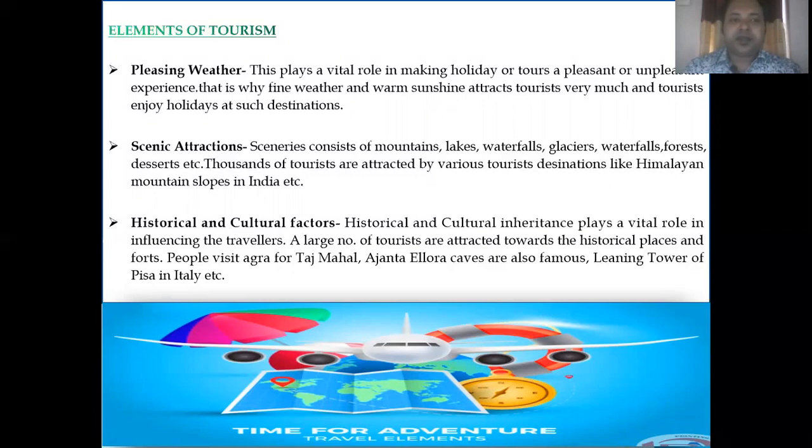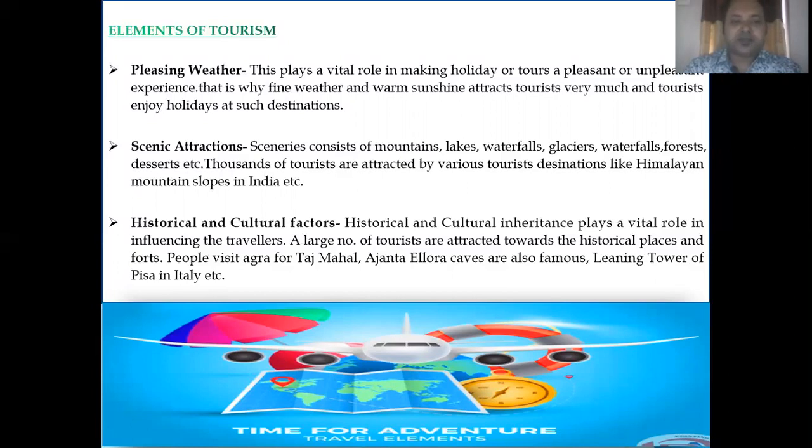Pleasing weather, scenic attraction, historical and cultural factors. Pleasing weather, from the very beginning of human civilization, has always been an important part of the tourism sector. Scenic attraction also attracts domestic and international tourists to visit a place again and again, like the Himalaya mountains, Cox's Bazar sea beach, and so on.